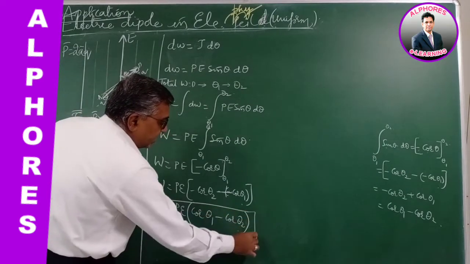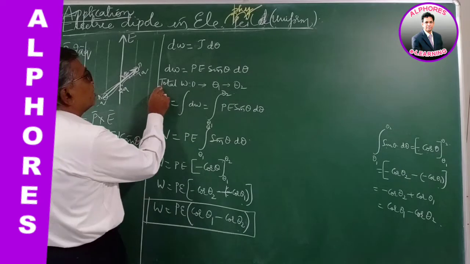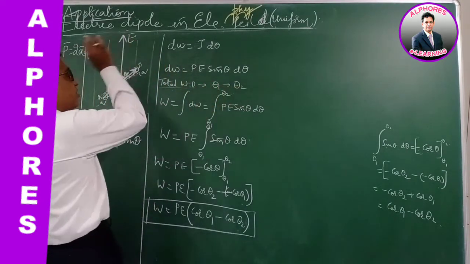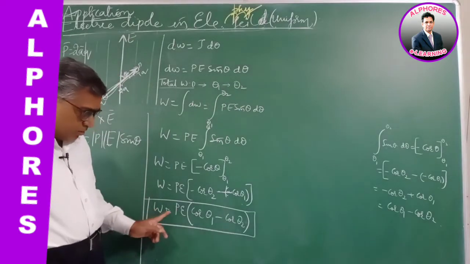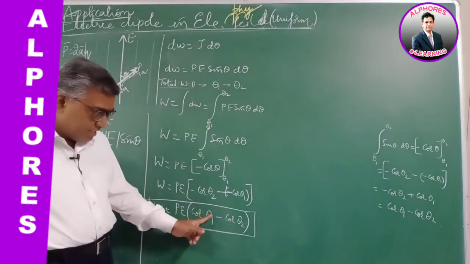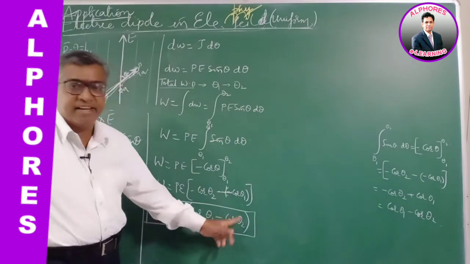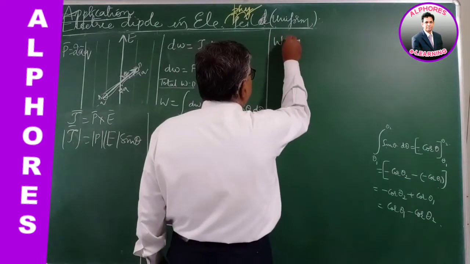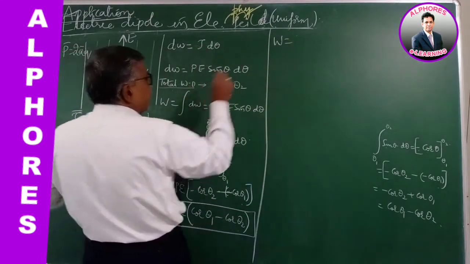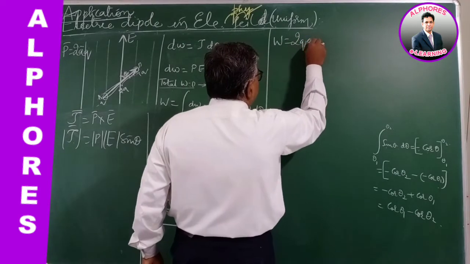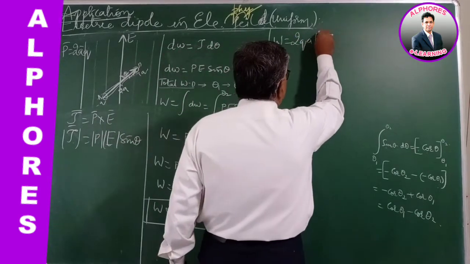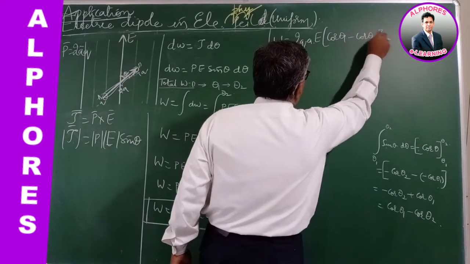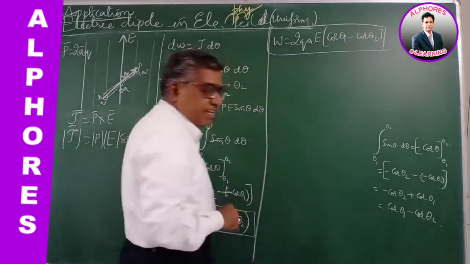So the total work done in turning a dipole from theta 1 to theta 2 in a uniform field E, the work done W is PE times cos of the initial angle theta 1 minus cos of the final angle theta 2. Here P is the dipole moment, 2qa, E is the electric field strength. This is the work done in rotating the dipole.